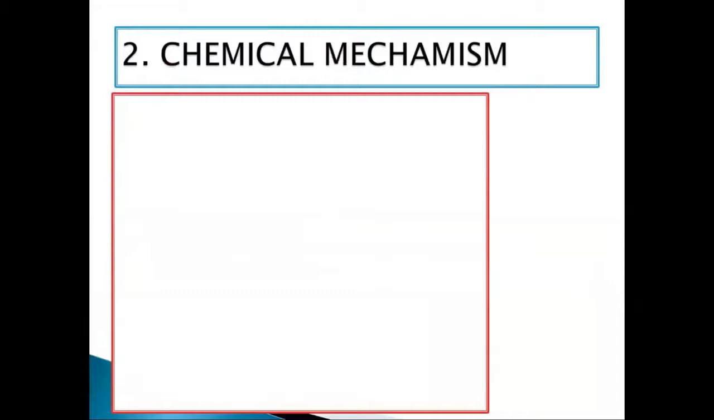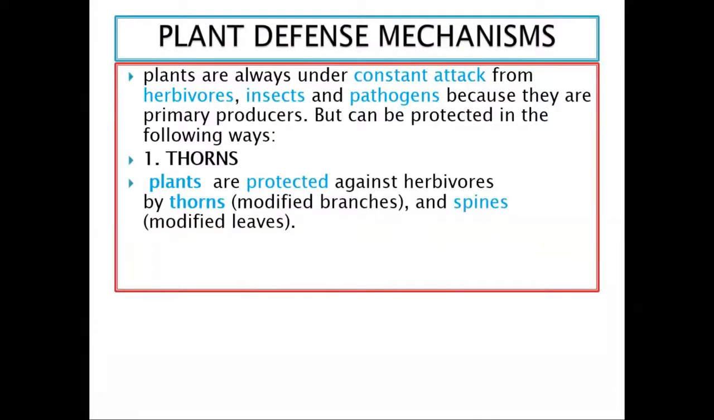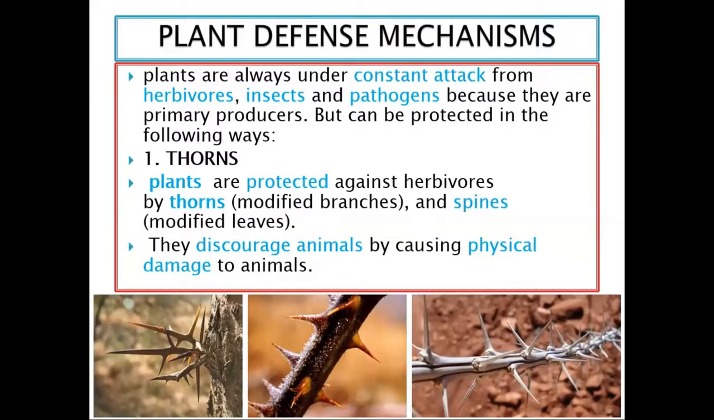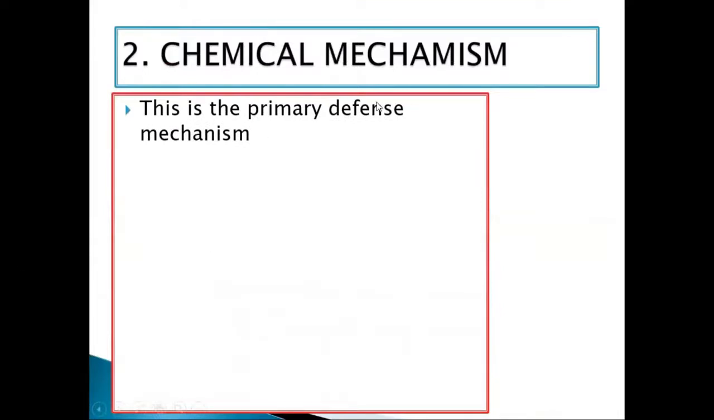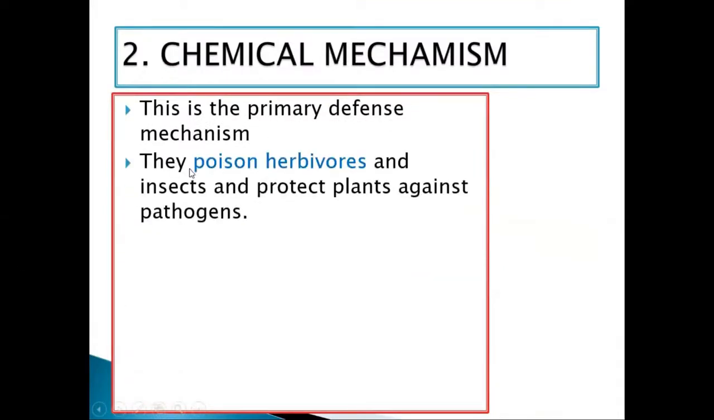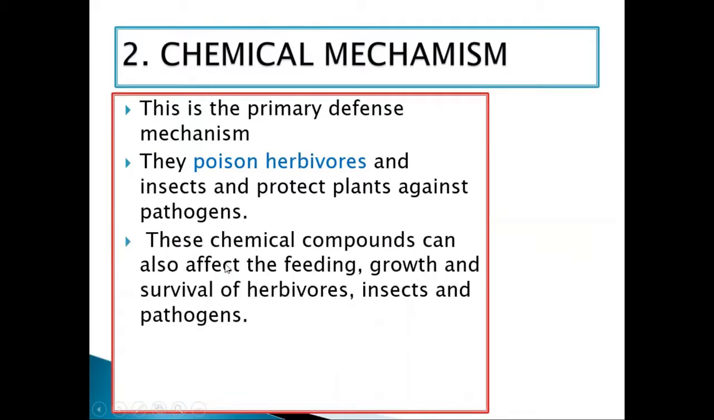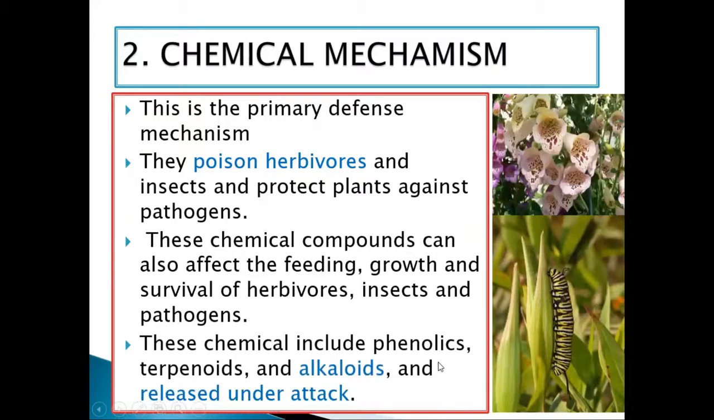Then number two is chemical mechanism. The first one is mechanical defense, by thorns. Number two is chemical mechanism. This is a primary defense mechanism. Basically, they are poisons. They poison herbivores and insects to protect the plants against pathogens. These chemical compounds can also affect the feeding, growth, and survival of herbivores, insects, and pathogens. These chemicals include phenolics, terpenoids, and alkaloids, and they are released under attack.